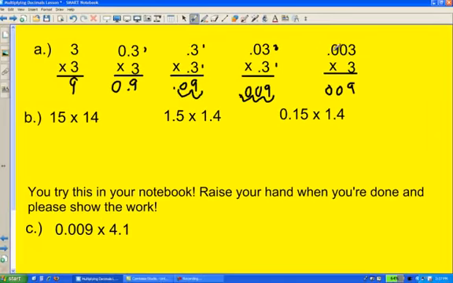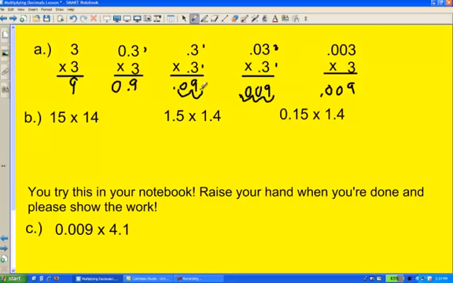And since we have 3 numbers after the decimal here and none here, I'm going to move my decimal over 3 spots. 1, 2, 3. Now, if you notice, this answer, 0.009, and this answer are the same thing. That's because we have 2 numbers after the decimal here and 1 number after the decimal here for a total of 3. And we also have a total of 3 numbers after the decimal on this one. Alright, let's look at B.